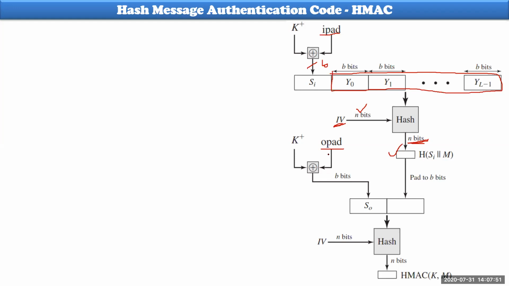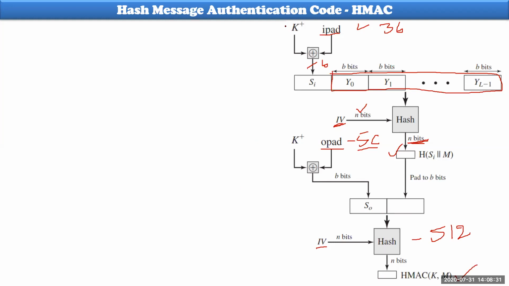After getting n bits of output, the SHA output will be padded again. Already we have padded with iPad and K plus. Now OPAD, 5C in hexadecimal, 64 times continuously appended, is called OPAD, and that will be exclusive OR with K plus, and appended with the hash value of the previous one. Again you have to apply SHA 512 one more time with the initial vector. Then you get some output, and that output is called HMAC.